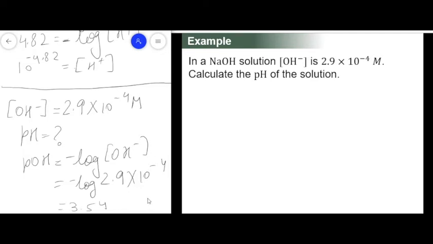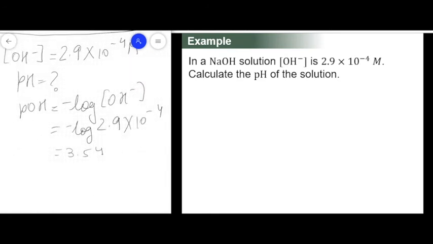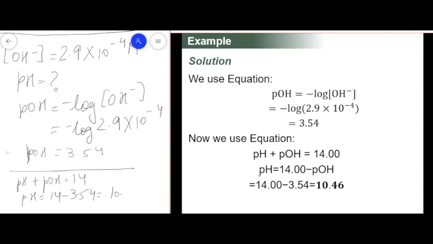So now I know the pOH of my solution. This is the pOH value of my solution. What I want to solve for is pH. Do we know a relationship that relates pH and pOH? Yes, we know that pH plus pOH is 14. So pH is going to be 14 minus pOH, which is minus 3.54. That would give you a value of 10 point something, so right here, 10.46. So this would be our pH of the solution.